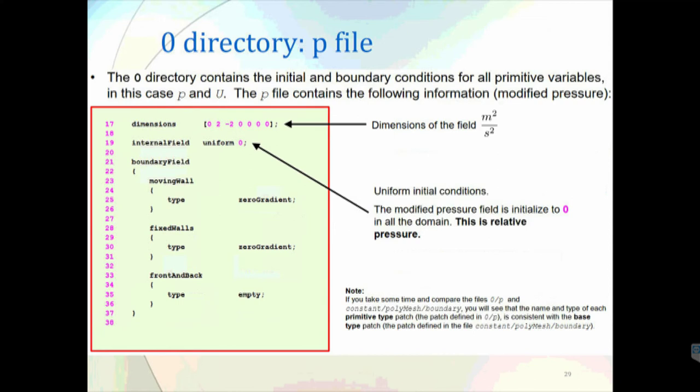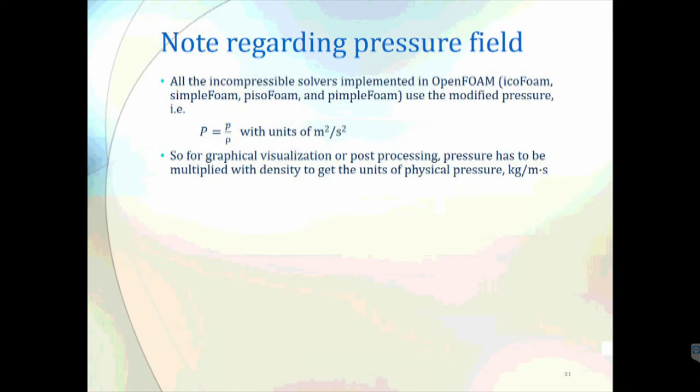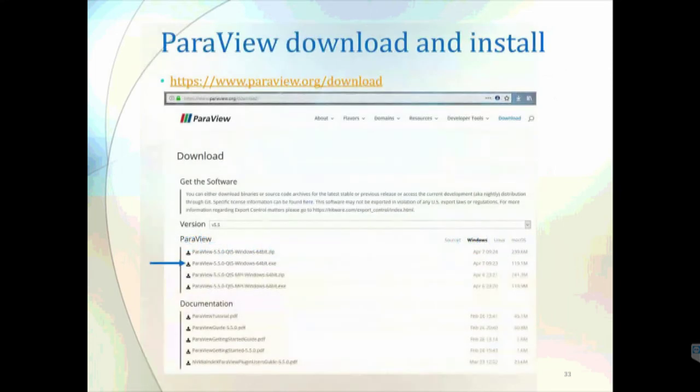Now moving on, this is of course the note regarding the pressure field, which I told you earlier, that you have to divide by density to find the actual pressure. Now proceeding to post-processing on ParaView. Of course, the first step here.